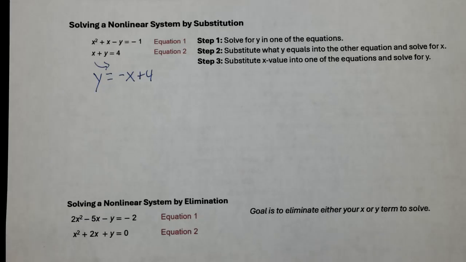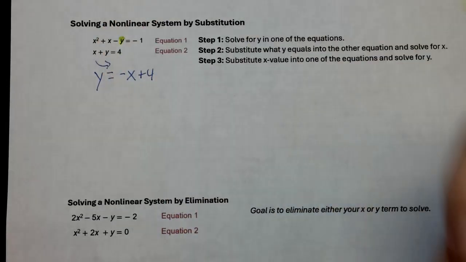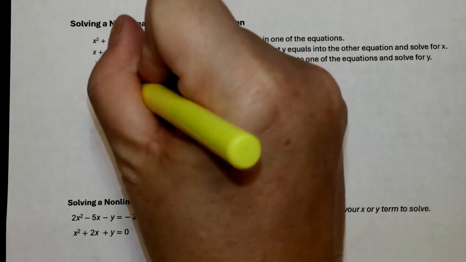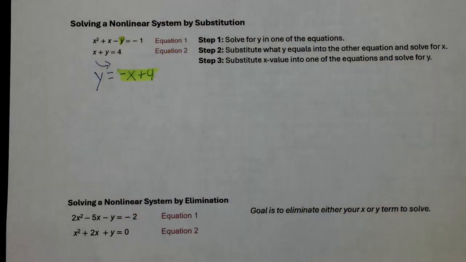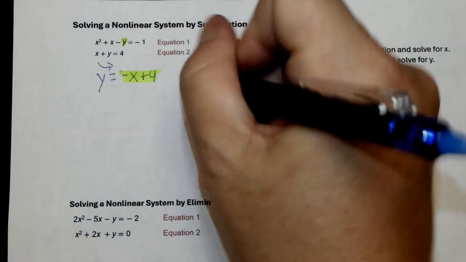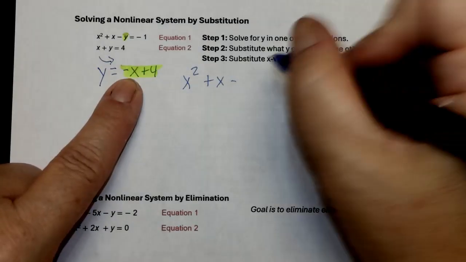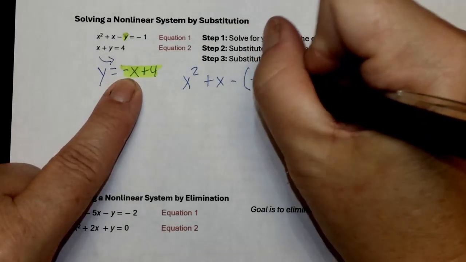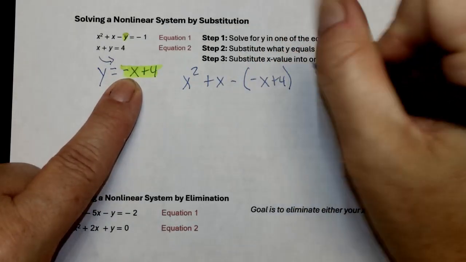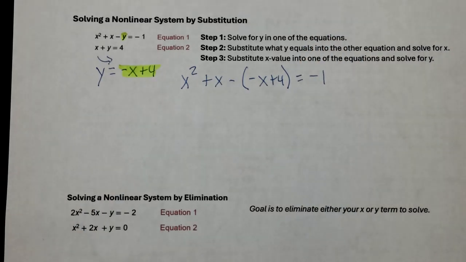So what step 2 is saying is that right here in this equation where there's a y, we are going to substitute what y equals. Okay, so I'm going to rewrite this. I've got x squared plus x minus, and now I'm going to put in parentheses -x plus 4, and then equals -1. And so now I am going to solve.